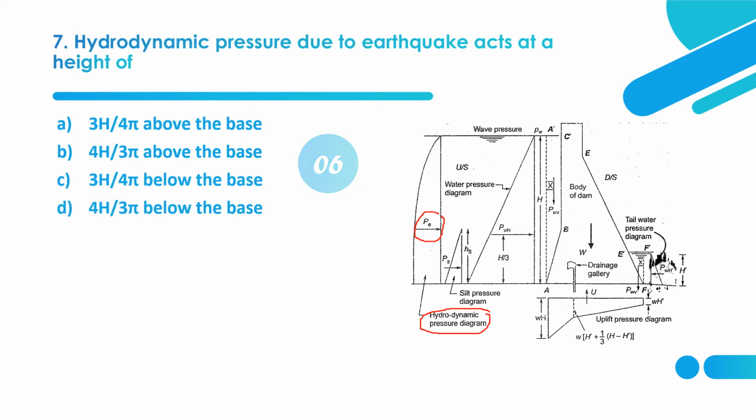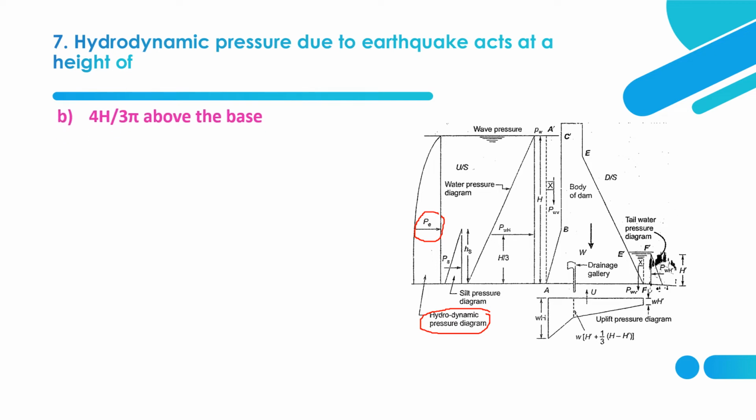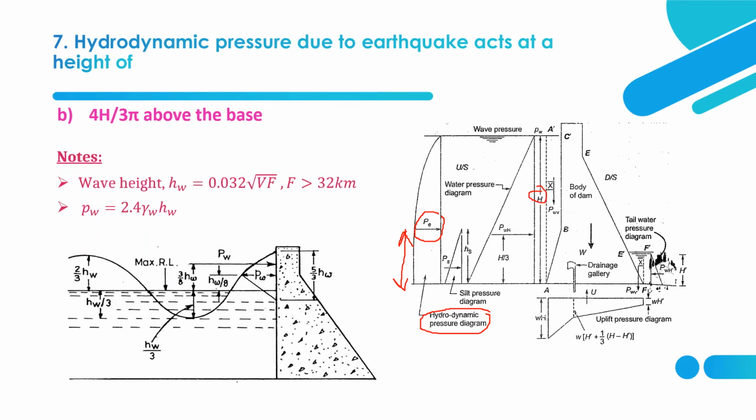Option A is 3h by 4 pi above the base. Option B, 4h by 3 pi above the base. C, 3h by 4 pi below the base or above the base. So option B is correct: 4h by 3 pi above the base. That is this distance, this distance is nothing but 4h by 3 pi. H is nothing but the total height of the gravity dam. Now we shall see more about it.